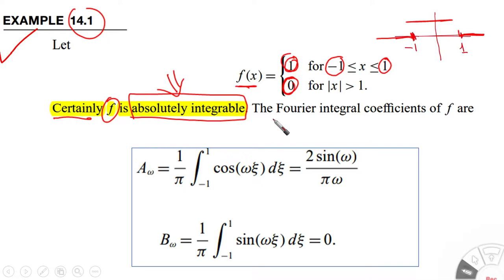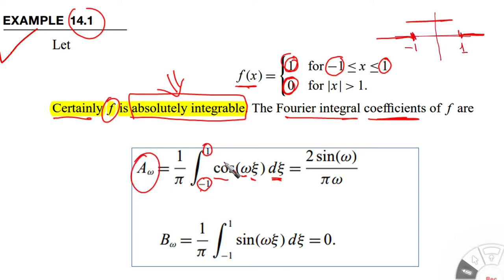The Fourier integral coefficients of f are, so we are going to have our coefficient a omega equals 1 over pi, the integration from -L to L, cosine omega z dz, right? So it is from -L to L, or -1 to 1. This is a omega. You remember that?